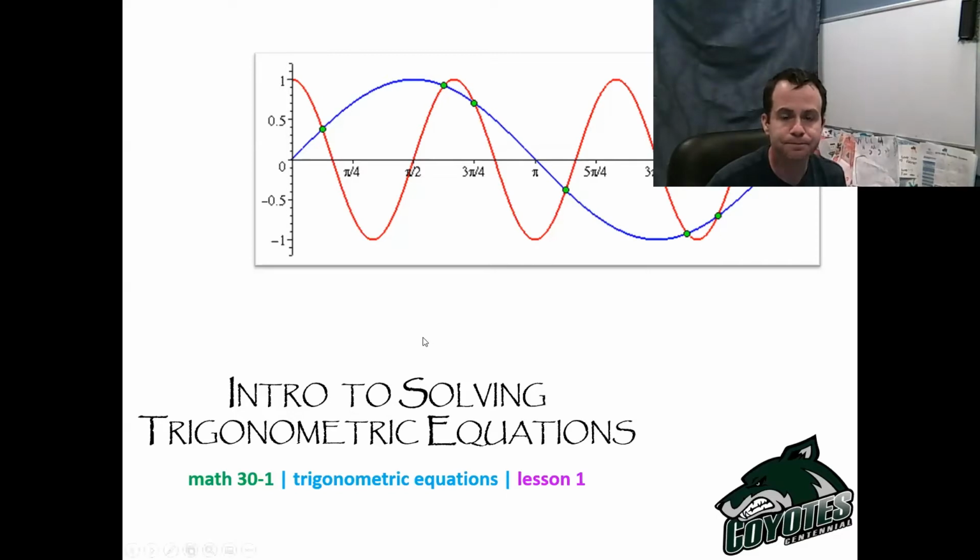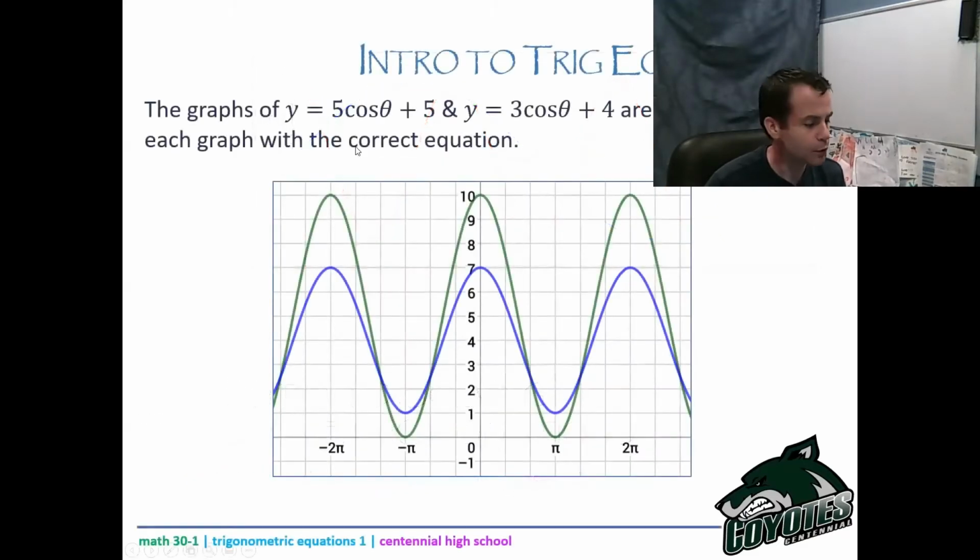Now, first question here, it says that the graphs of y equals 5 cos theta plus 5 and y equals 3 cos theta plus 4 are shown. Label each graph with the correct equation. Now mine are green and blue, yours are not, but take a look at them and try and decide, how do I know which one's which?